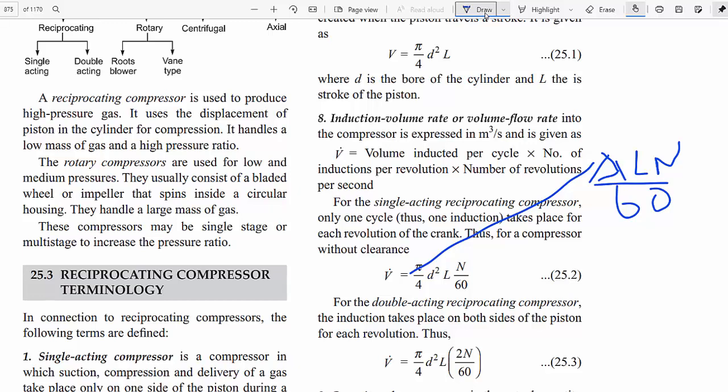Stroke volume is the same, displacement volume is the same, but speed is multiplied by 2 because both sides of the piston suck the air in the compressor. Therefore, the formula is 2ALN by 60.